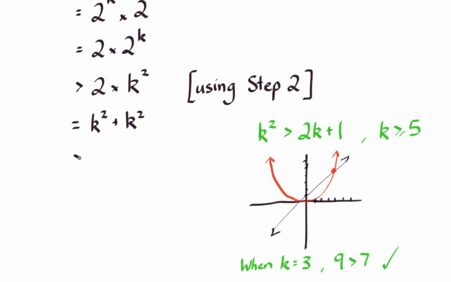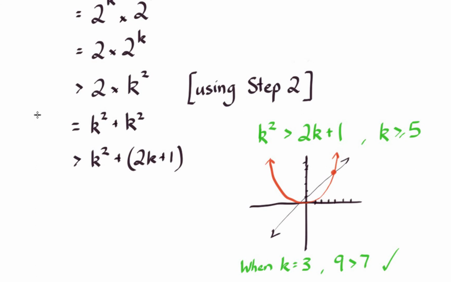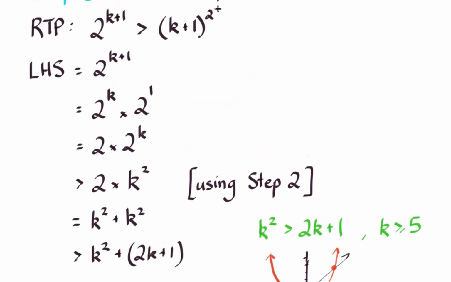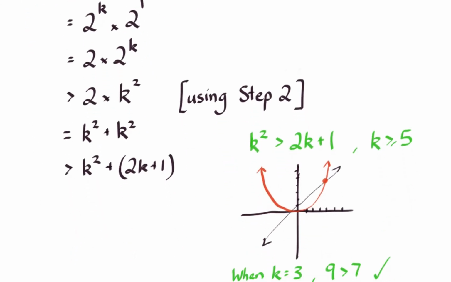over here and say that k squared plus k squared is greater than k squared plus 2k plus 1. Right? If we replace k squared with 2k plus 1, then this line here must be greater than this line here. But why are we doing this again? Well, remember that k squared plus 2k plus 1, that is just k plus 1 all squared, which is the right-hand side that we're trying to get to. So we're done.